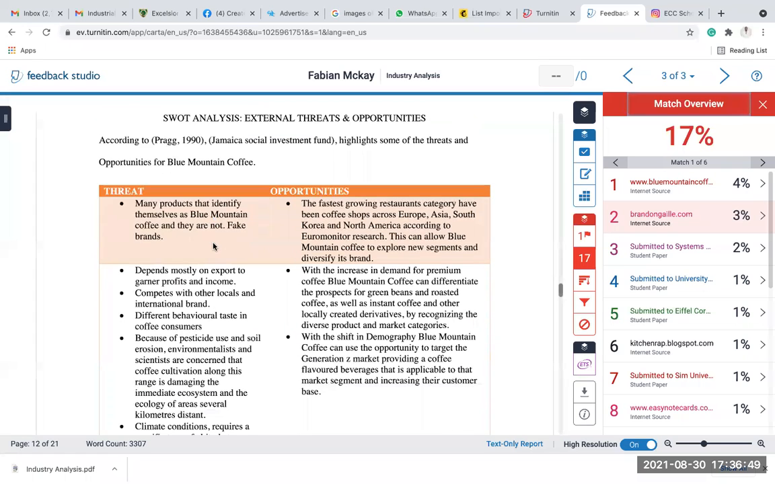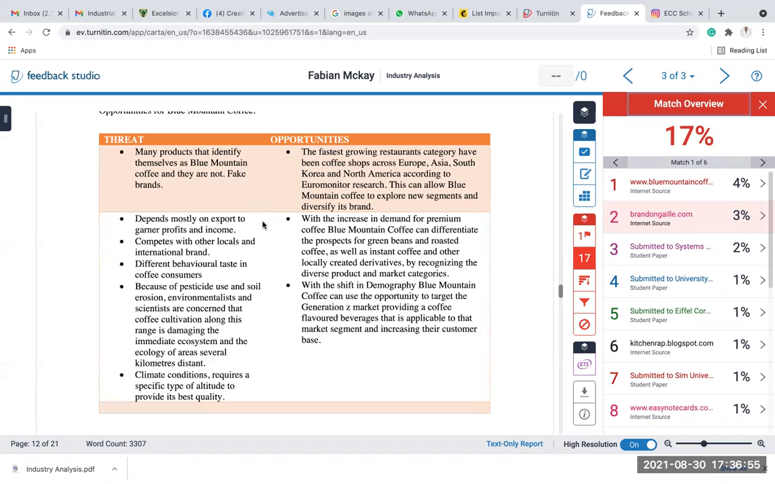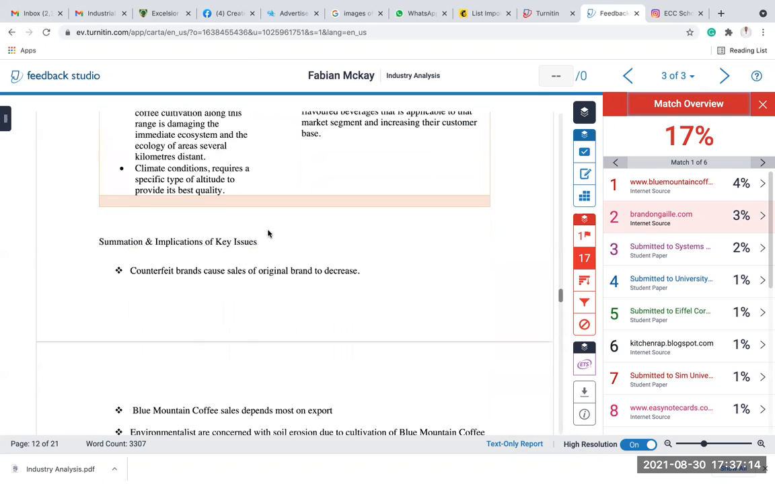Threat: many products identify themselves as Blue Mountain Coffee and they are not fake brands. That's true. Depends mostly on export to garner profits and income. That can actually be a threat, because a threat is external. All right, I can work with some of these things.